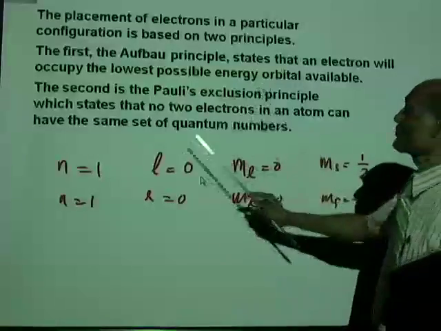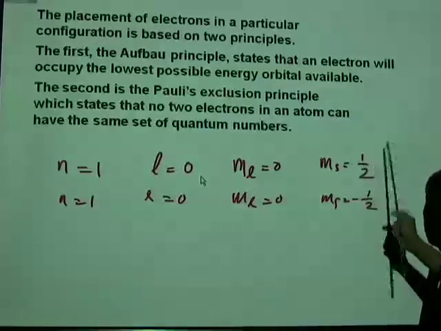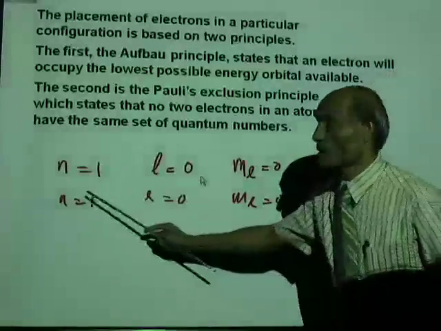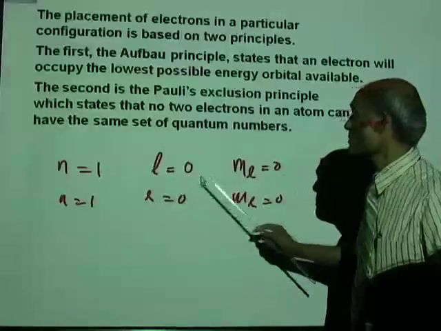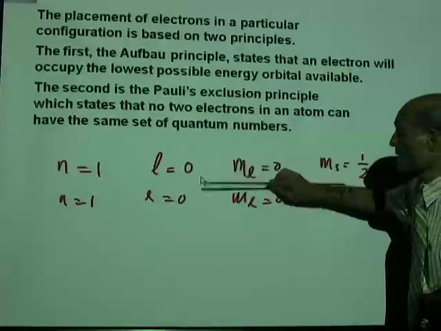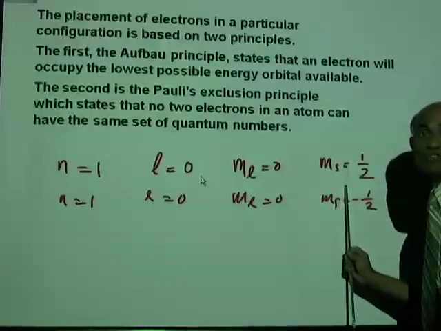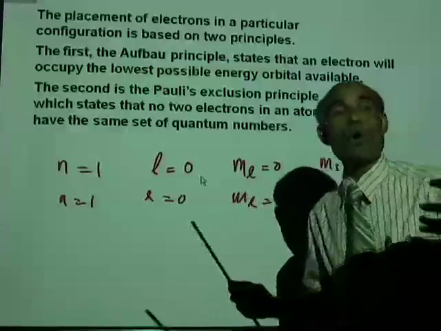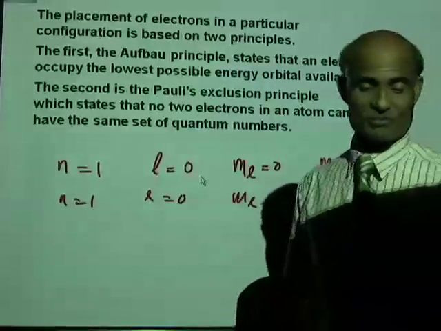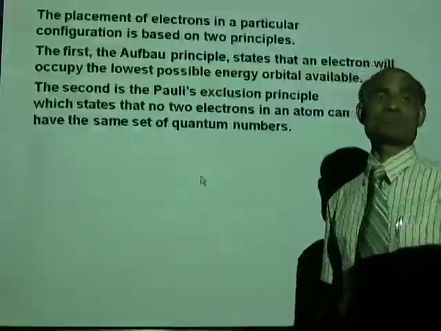Now, Pauli's exclusion principle says no other electron in the atom can have all these values the same. That means if there is a second electron in that shell, then its quantum numbers will be n equal to 1, l equal to 0, ml equal to 0, ms equal to negative 1/2. So you can have two electrons having different sets. You can see all these values are the same, but these are different. And you cannot have all these four values the same for any two electrons. That is what Pauli's exclusion principle says. No two electrons can have the same set of quantum numbers.